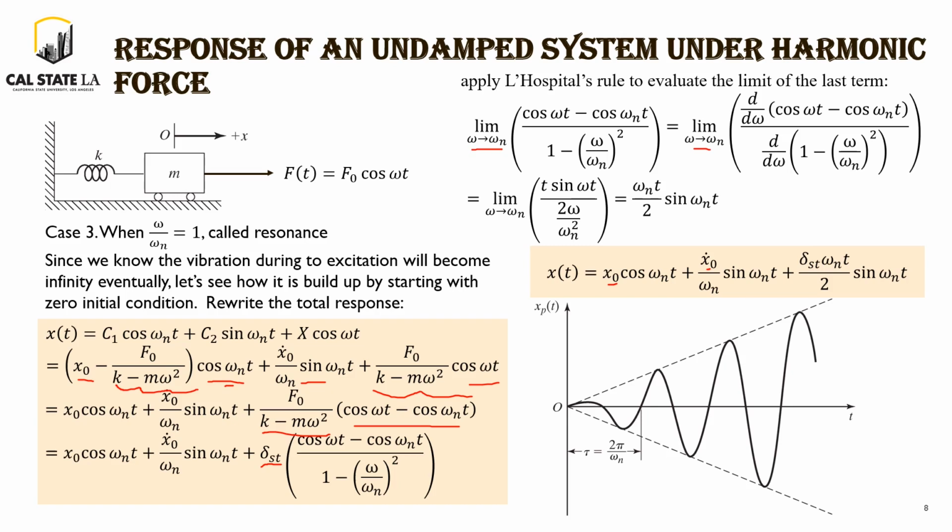And the last term, we can see that it is a sine function with a frequency of omega n. But the magnitude is a function of time t. So it implies the magnitude will keep increasing. So this is what we see from the plot. Over time, the magnitude of the vibration will keep increasing.